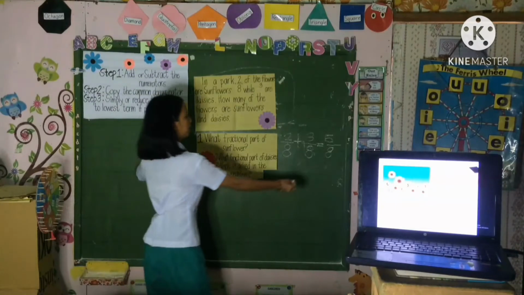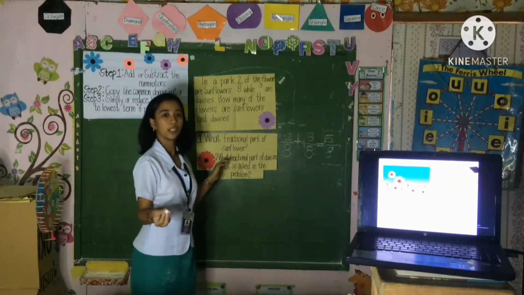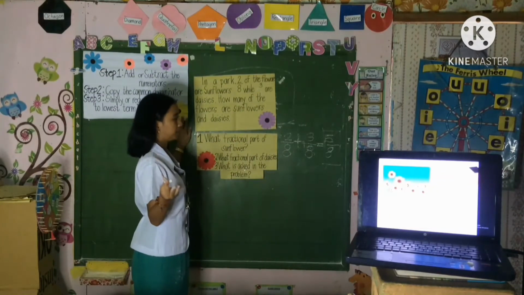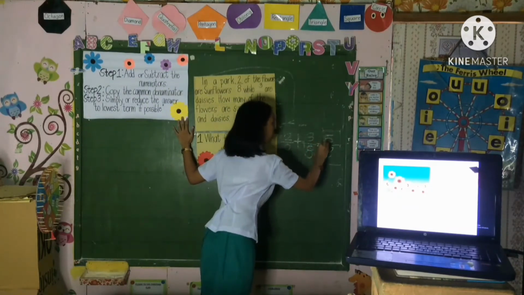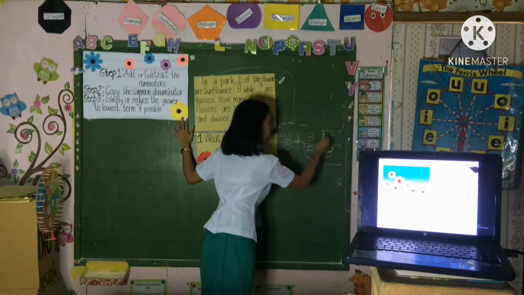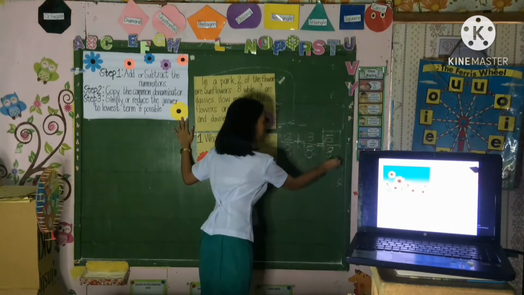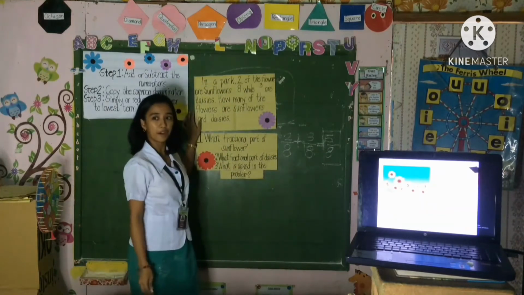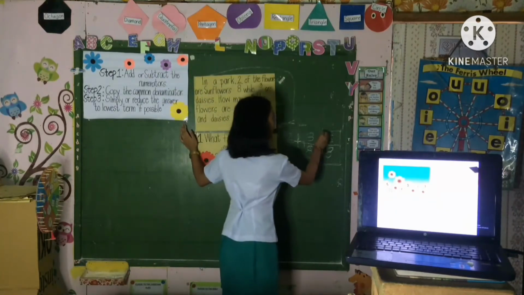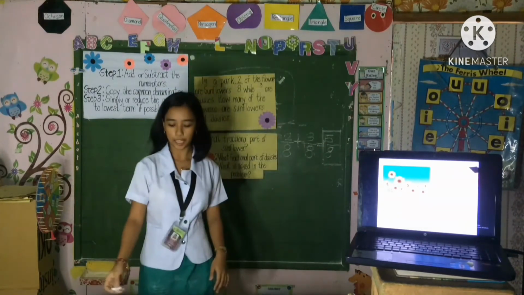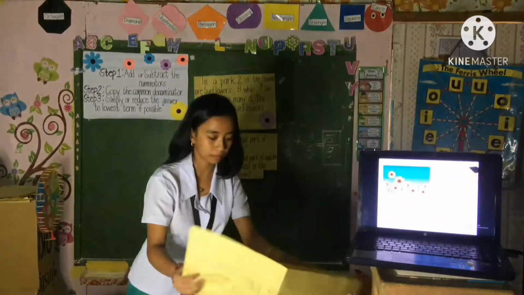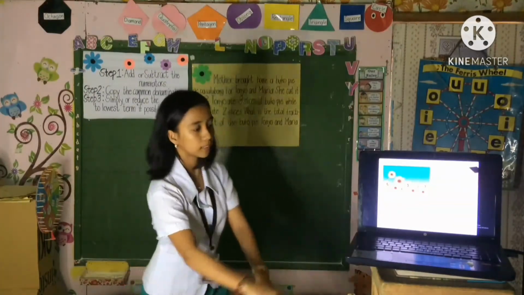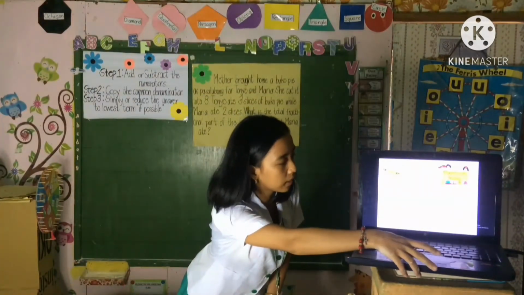Anyone who can simplify? Yes? Okay, very good. So 5 over 8 is in the lowest term because 5 and 8 have no common factor other than 1. Very good. Another problem: study this picture again.